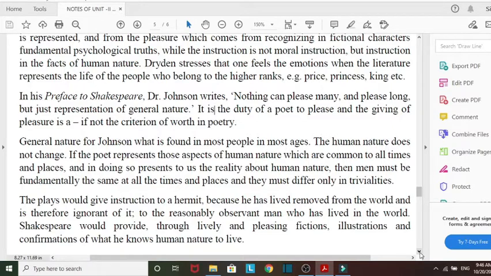And if the poet represents those aspects of human nature which are common to all times and places, and in doing so presents to us the reality about human nature, then man must be fundamentally the same at all times and all places, and must differ only in trivialities. As I told you, there are just minor differences between people and their behavior, their emotions and their events. So there are minor changes.